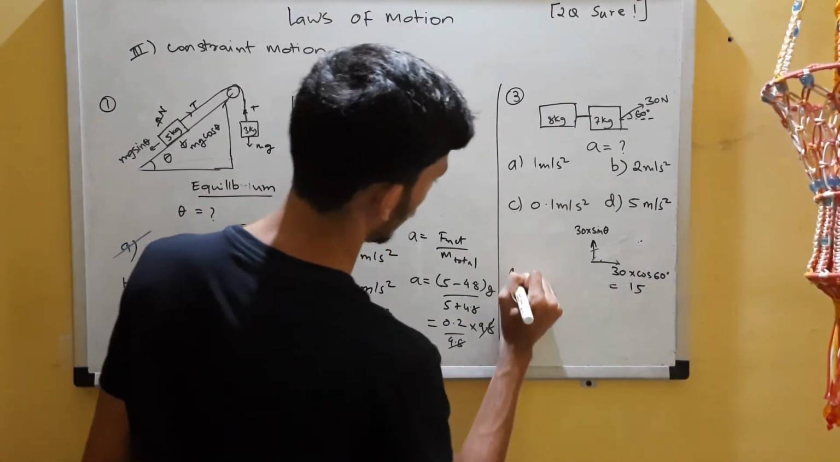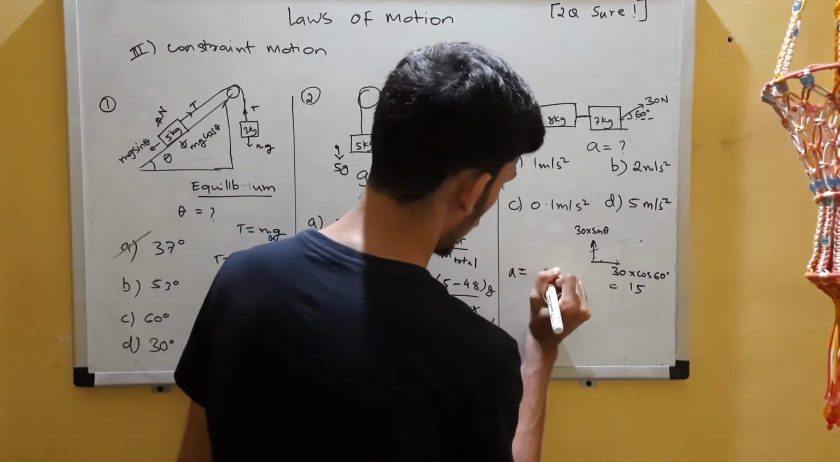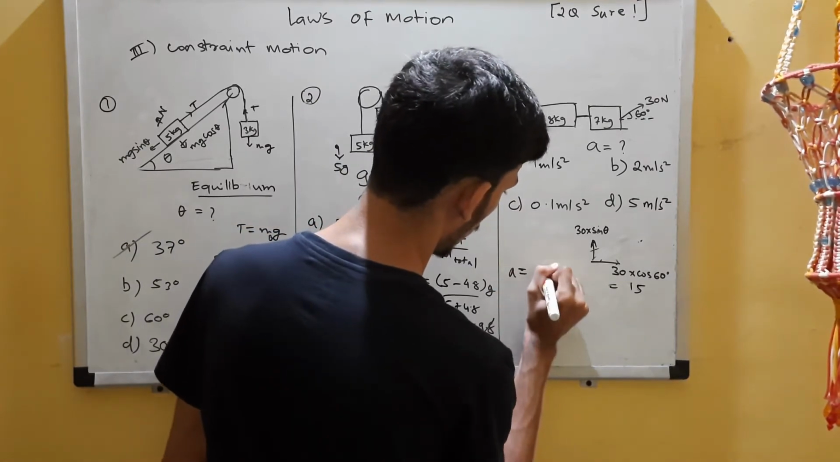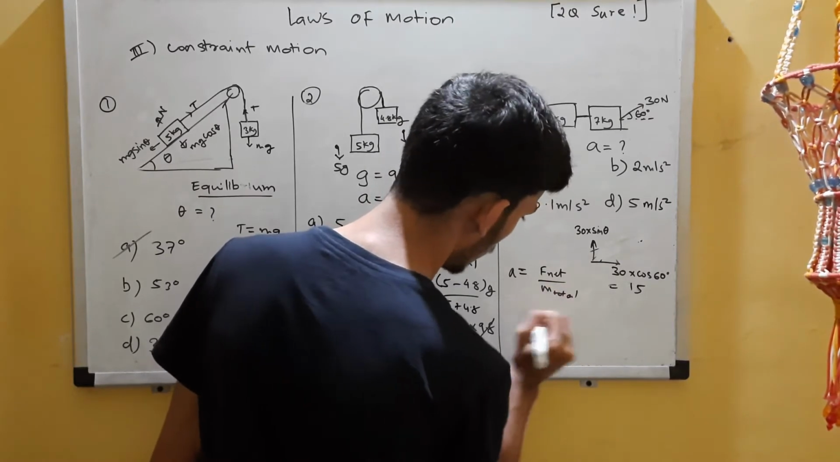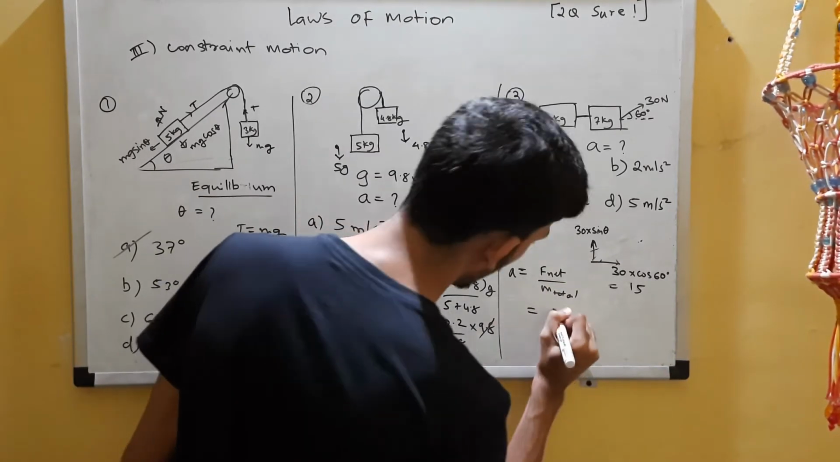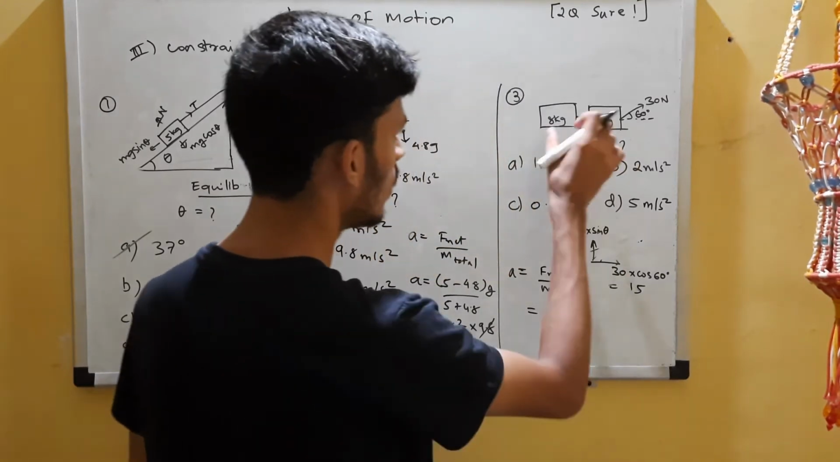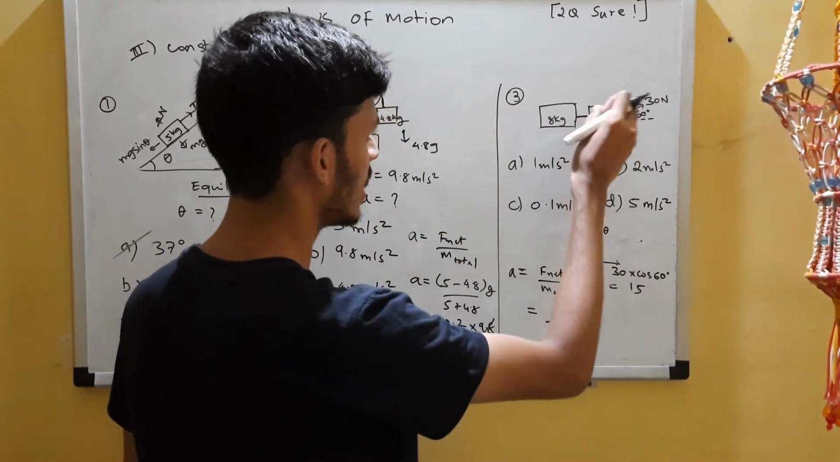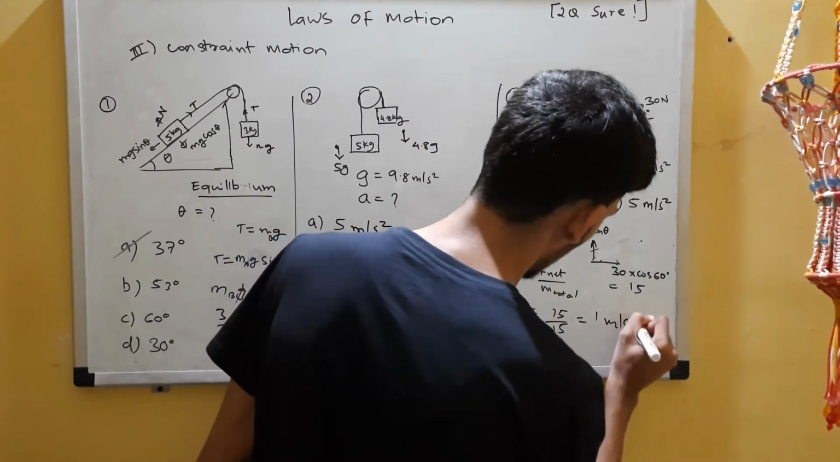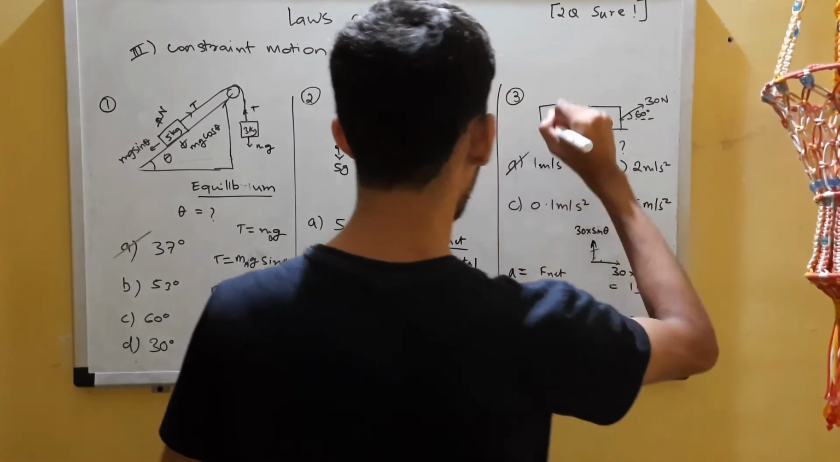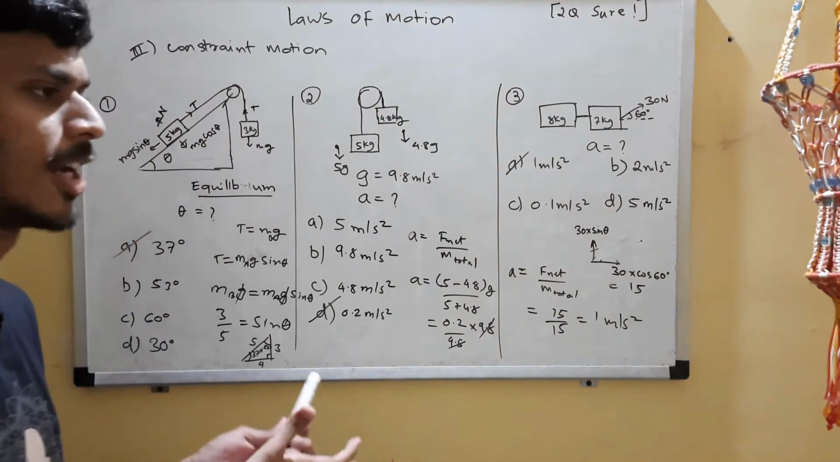Now acceleration can be easily found out using the net force upon m total. Very simple thing. Net force is 15. The total mass, if you see, 8 plus 7, right? This is a massless string, so 8 plus 7, that is also 15. So 1 meters per second square. Option A, right? So option A is the correct choice over here.